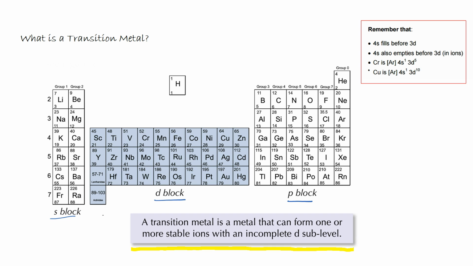So the first thing to remember is how we fill up electron shells from our AS. In the 3D block, the 4s fills before the 3D, and the 4s empties before the 3D in the ions. We've also got two exceptions: chromium, 4s1 3d5, and copper, 4s1 3d10. So let's pull an example out.